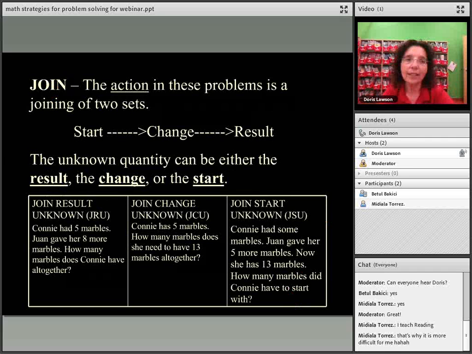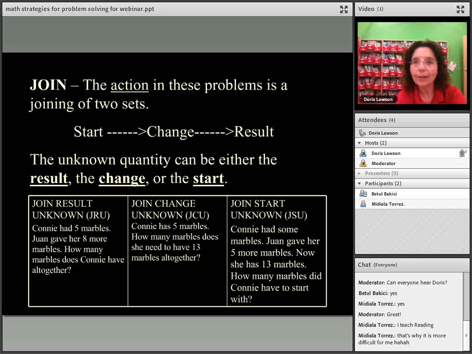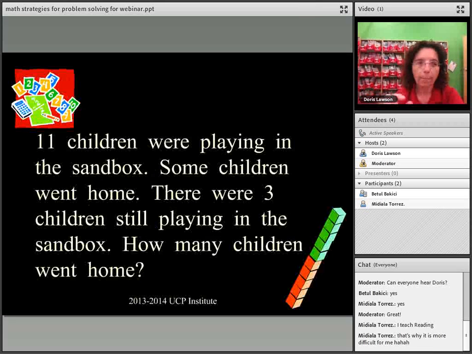And here's our little chart that we have. The action in these problems is joining. So if you're taking a look, now we're not looking at the problems that we just discussed, okay? The 3 problems we're looking for are under here in the chart. So result unknown is the easiest one. The change unknown is slightly more difficult, and the start unknown is the one that's the most serious, difficult comprehension. All right.